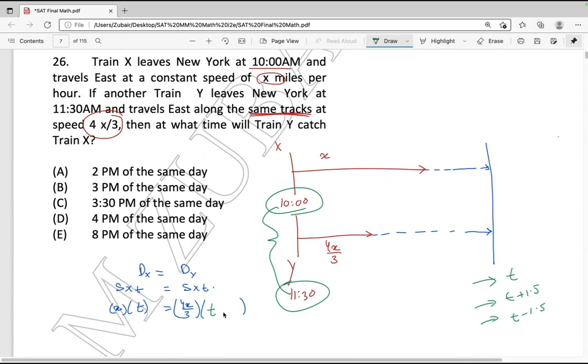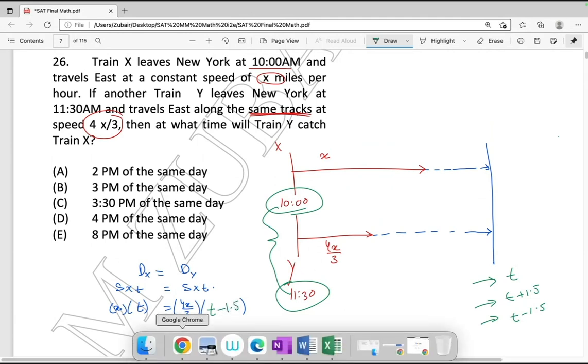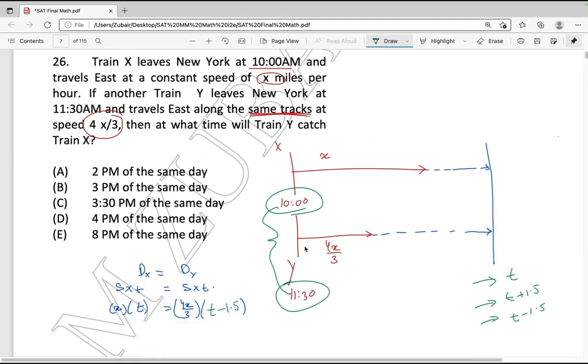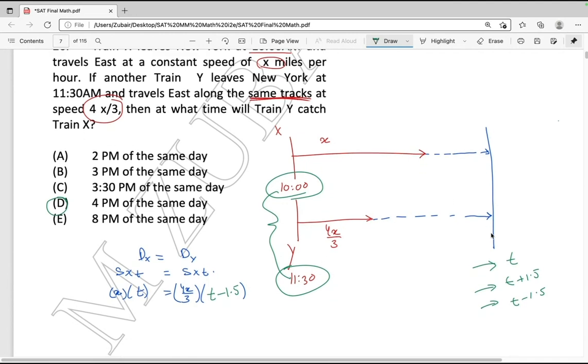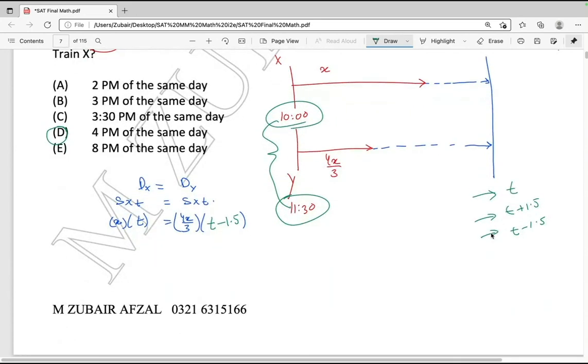Mohammed, I'm just putting that in. This is t minus 1.5. Sir, I got D as my answer. D is correct. Because train Y takes 1.5 hours less than train X. Because it left late but catches the train, that means they are meeting at the same time. So I got C as the answer. I'm not sure how. Let's do the working.